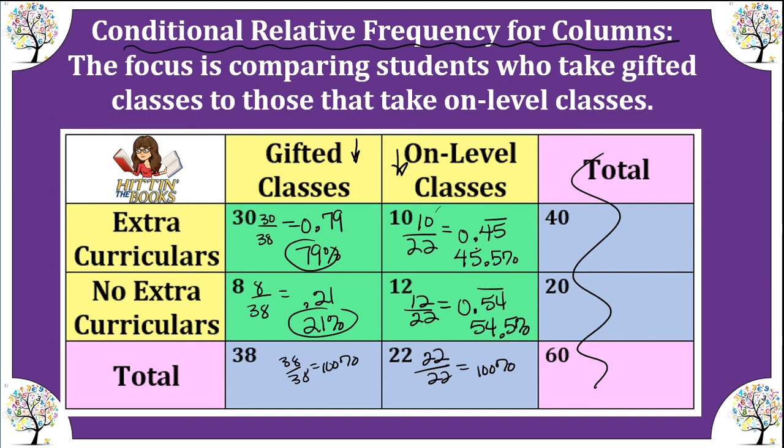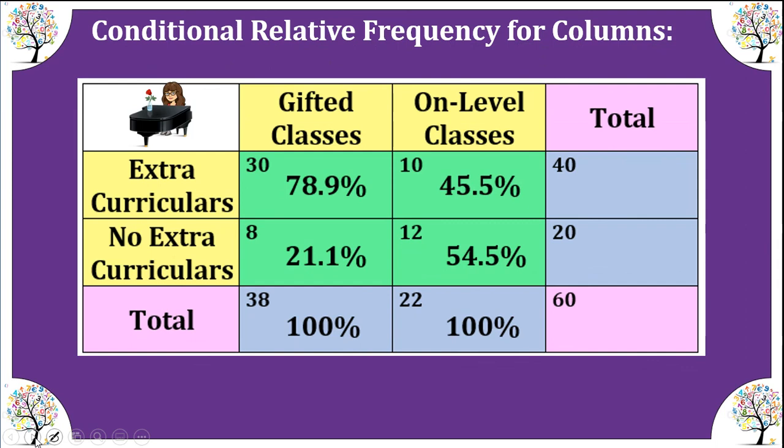So here we're comparing, we're doing it by columns. So if you're in a gifted class, you're very likely to have extracurriculars. If you're in an on-level class, it's about equally likely to have extracurriculars or not. So you really can't say that there is an association with having on-level classes, but there is an association if you're in gifted classes, you will probably also have extracurricular activities. That is conditional relative frequency for columns.